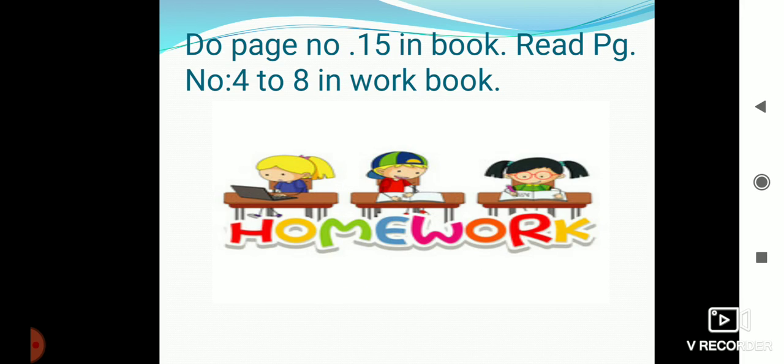Okay children, today's homework: do page number 15 in the book. Children, read page number 4 to 8 in the workbook. Prepare for your CS exam.